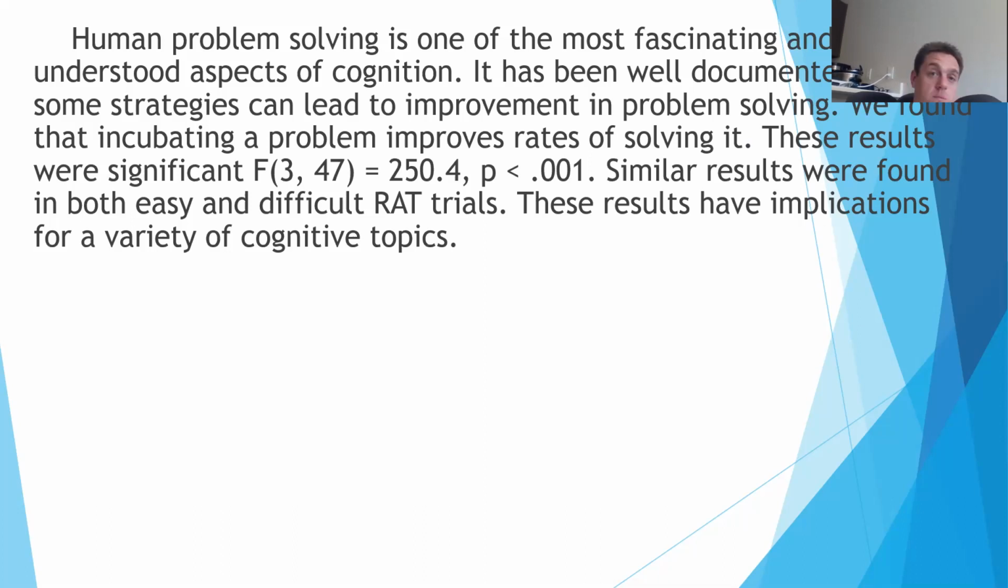Okay, so first thing, let's look at some of these sentences and why they're bad. Human problem solving is one of the most fascinating and poorly understood aspects of cognition. Well, whether it's fascinating or not is not really important, right? Remember, this is science. We're writing objectively. We don't care whether you find it interesting or not. I sincerely hope you find this stuff interesting, but to a reader, we need to be a bit more professional, right? So stick with what do we know and what do we not know.